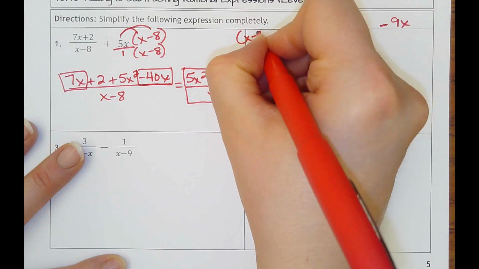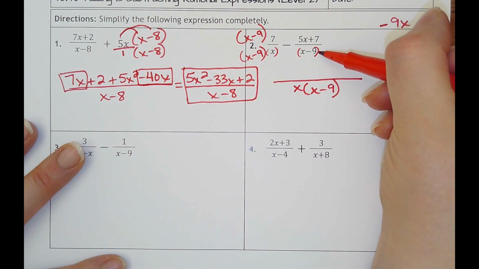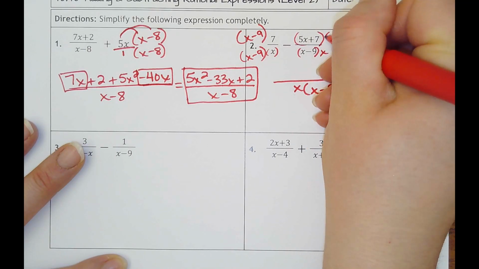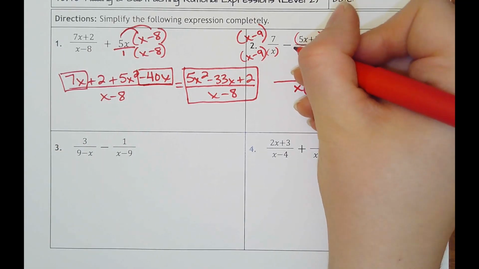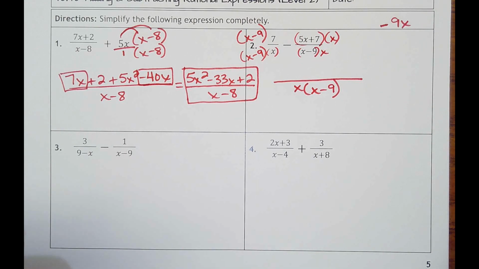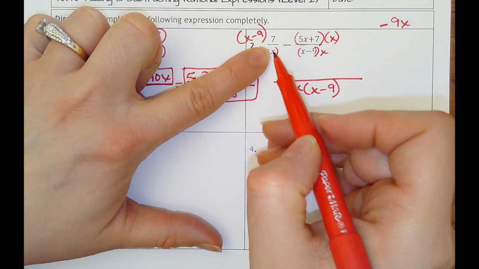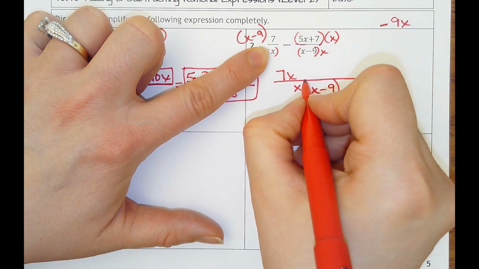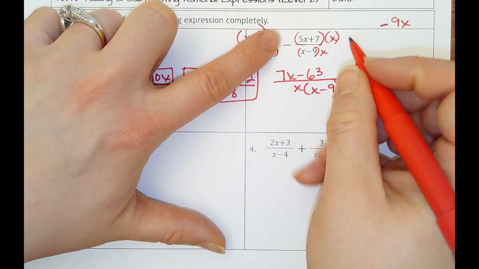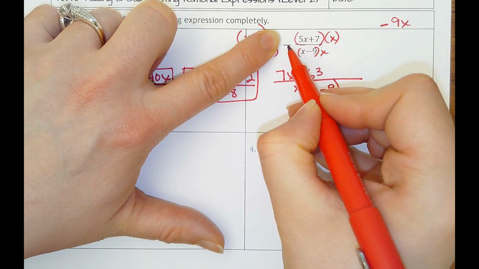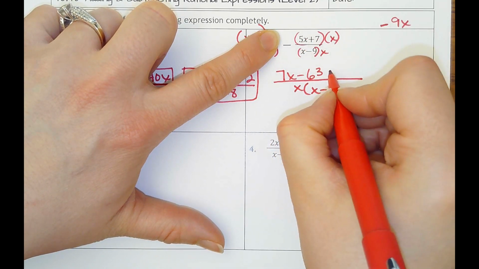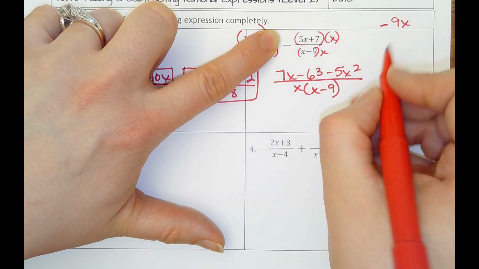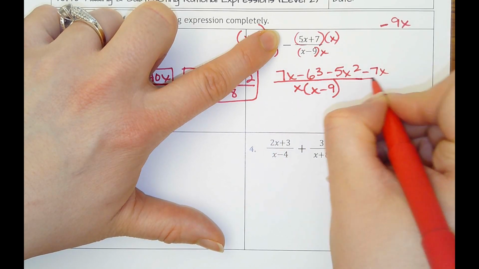So I'll have to distribute the 7 to those. This has the x minus 9. It needs the times x. And don't forget there's a minus sign here. So I've got 7x. 7 times negative 9 is negative 63. Over here, I'm going to distribute my x. That's a negative 5x times x is negative 5x squared. Negative 7 times x is negative 7x.